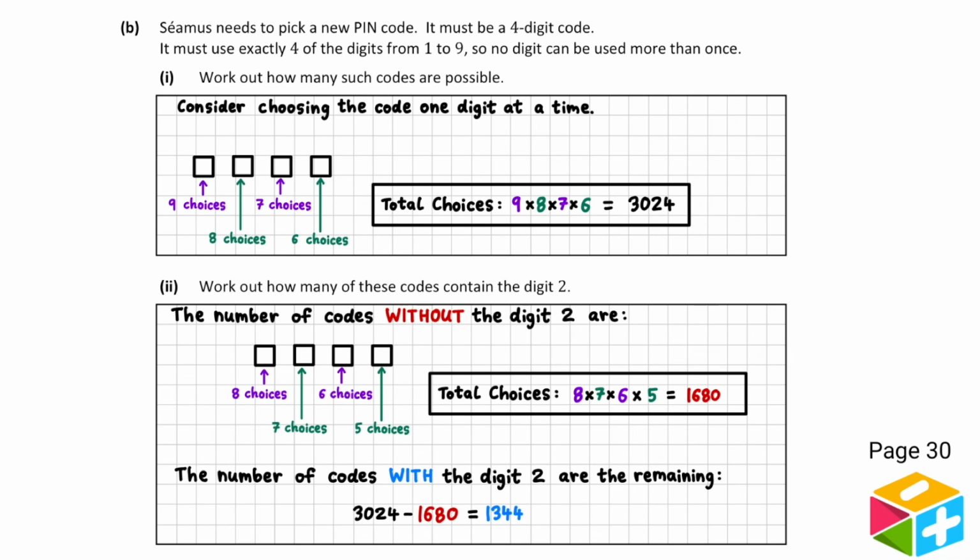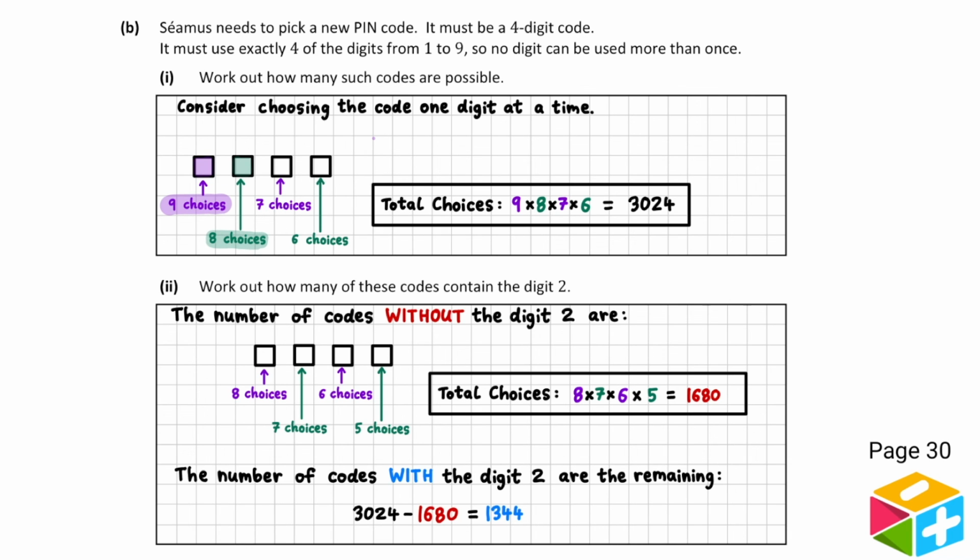It's useful here to consider choosing the code 1 digit at a time. We can visualize this by drawing out 4 empty boxes and then thinking about how many valid ways there are to fill in a digit to each of the boxes. Focusing on the first box, we have 9 choices for what we could write in, namely the digits from 1 to 9. When we consider filling in the second box, we're going to have 8 choices.